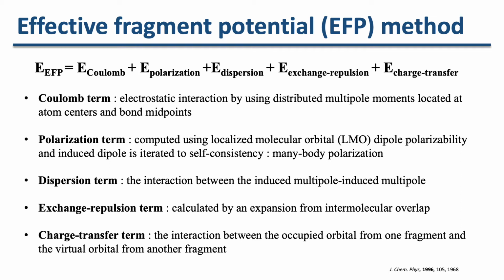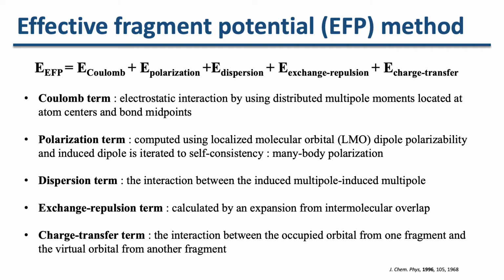In the EFP method, there are 5 different energy terms. The first one is the Coulomb term, which means electrostatic interaction, using distributed multipole moments located at atom centers and bond midpoints. The second one is the polarization term, which is computed by the localized molecular orbital dipole polarizability, and the induced dipole is iterated to self-consistency; this is the many-body polarization.